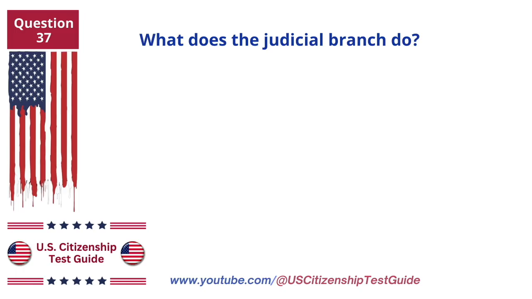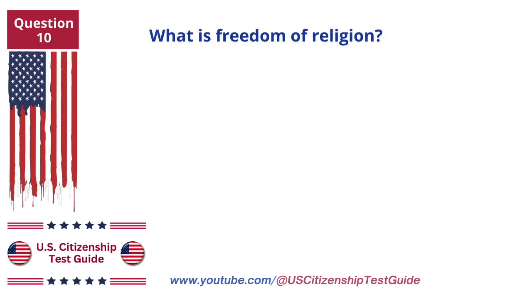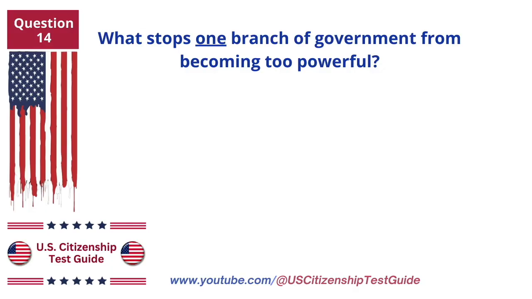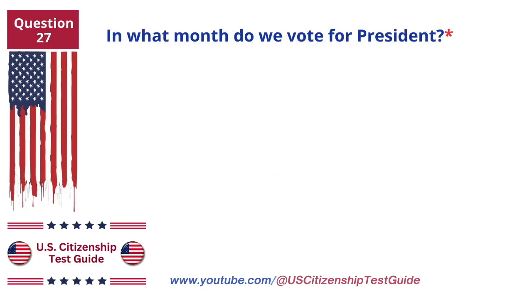What does the judicial branch do? Reviews laws. What is freedom of religion? You can practice any religion or not practice a religion. What stops one branch of government from becoming too powerful? Checks and balances. In what month do we vote for president? November.